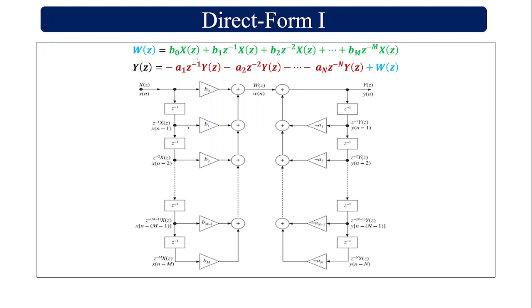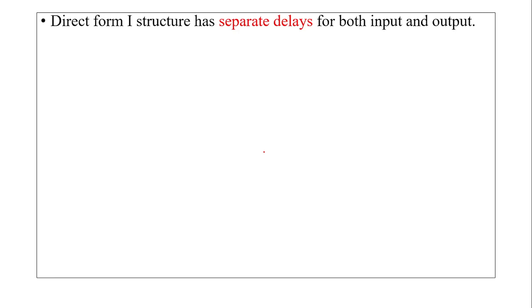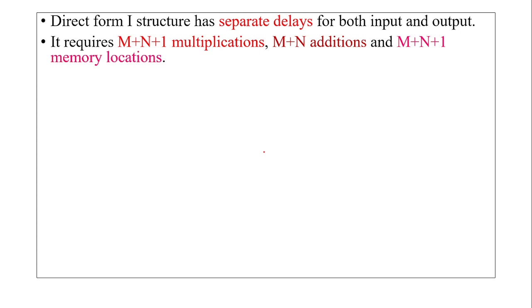So here the input section as well as the output section have separate delays. So the direct form 1 structure has separate delays for both your input and output. The total number of multiplications is m plus n plus 1, additions is m plus n, and memory locations is m plus n plus 1. So this is a basic GATE question here.